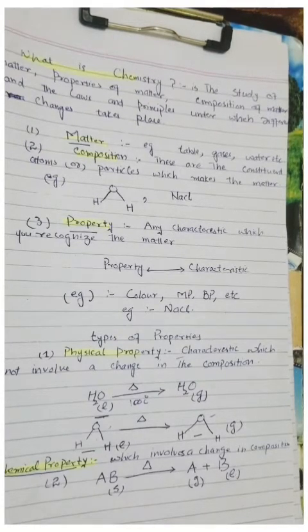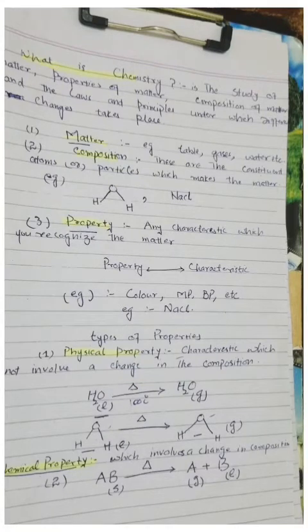So chemistry is actually the study of properties of matter, the study of matter, composition of matter, and the laws and principles under which different changes take place. So basically what I'm going to do now is to split this definition into various other parts just to make it very easy and interesting.